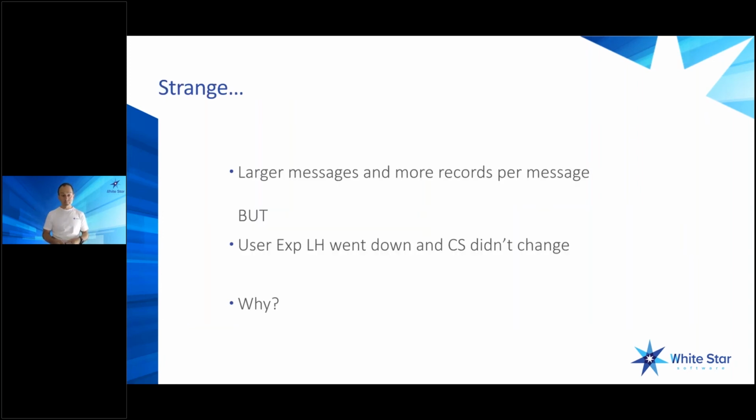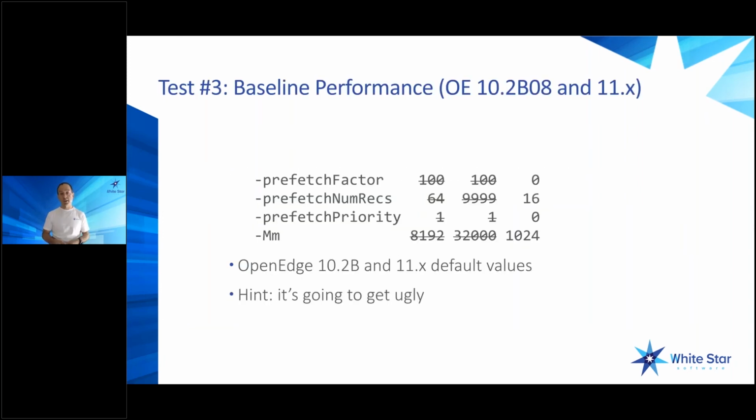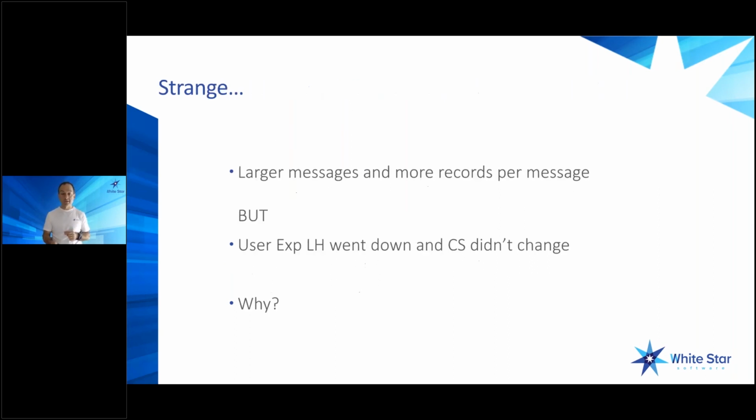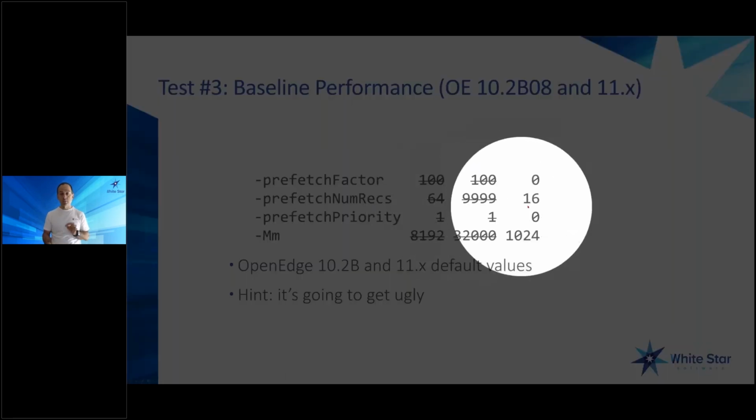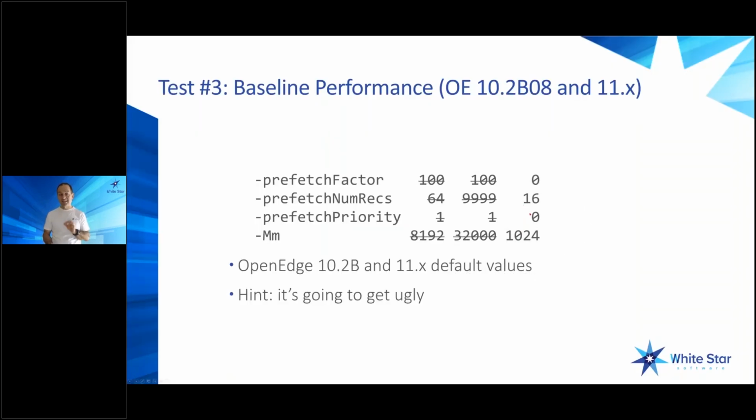All right. So number 3. If anybody's still running 10.2b08 or 11.x without the prefetch parameters, these are the default values, right? So prefetch factor here, 0, so don't fill the record. Prefetch numrec, 16 records, so the most records you're going to get is 16, and the message buffer size is 1024, and the numbers are not going to be pretty.